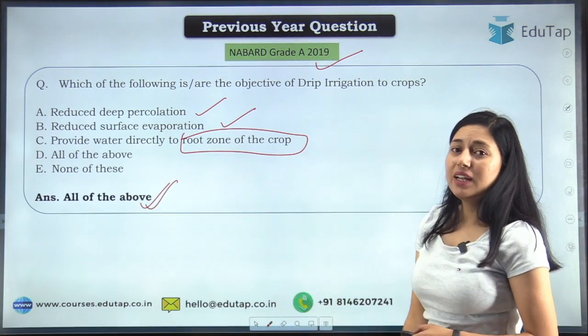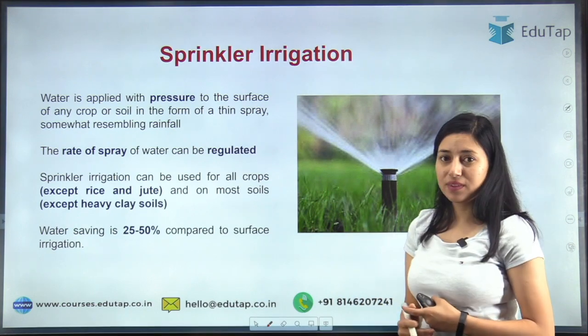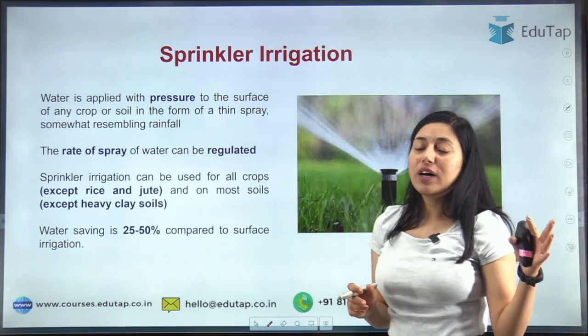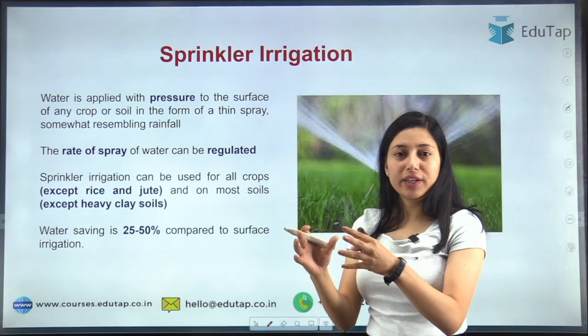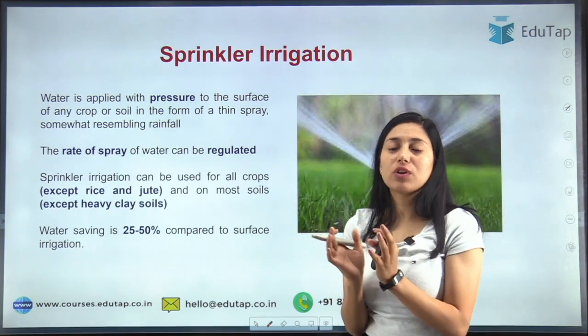Okay. Now let us discuss another type of system, that is sprinkler irrigation. In drip irrigation, you are applying water to the root zone through drippers. In a particular area, you are focusing on the root zone.